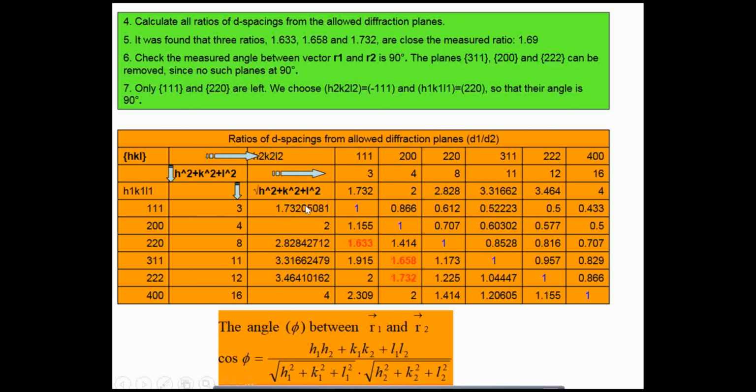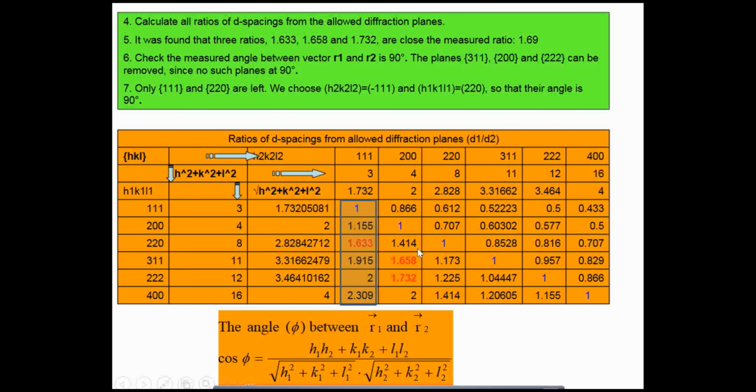Okay, once we have generated this table, we have divided this complete column by the first one, corresponding to the 111 indices. So 1.73 divided by 1.73 gives 1, and in this way we have generated this column by division of this number into the column. Then for the second, we have divided this column by 2, corresponding to 200. So divided by 2 you will get this number. Similarly we have generated the others, divided by 220 and so on, so you can understand how we have generated this.